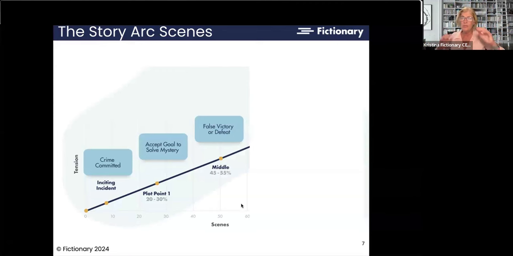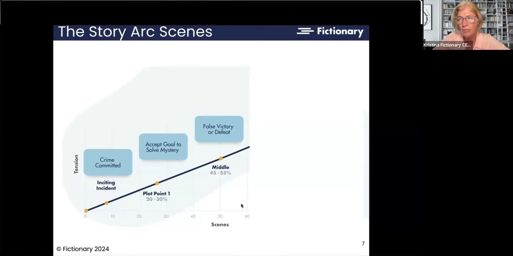Then we get to the middle point, and we all know it's a false victory or defeat. The protagonist goes from reactive to proactive. But what happens here quite often in a murder mystery is there is a second dead body. So something has really changed. There is some kind of twist that changes who the suspects are. This is where the suspects start to get limited.